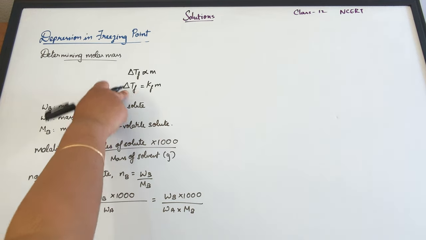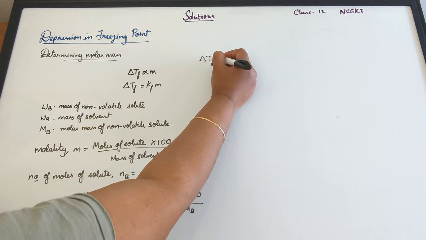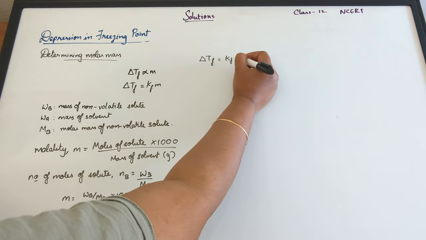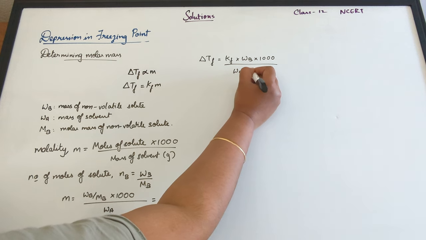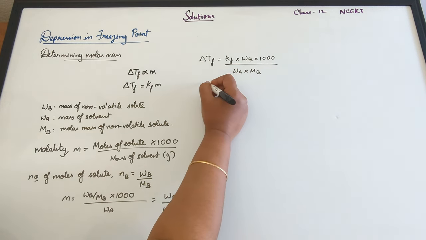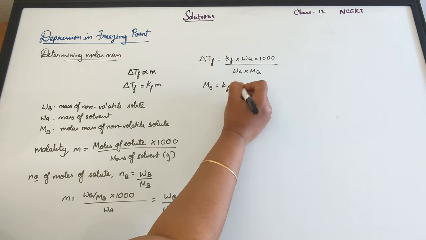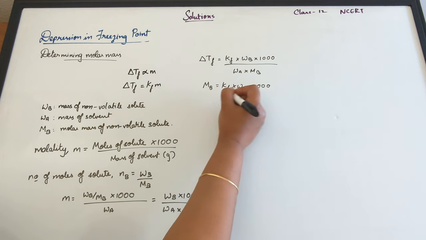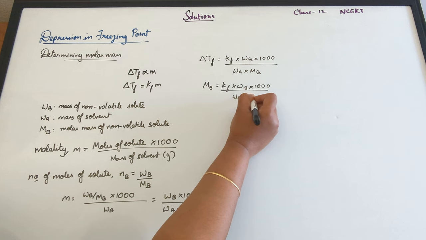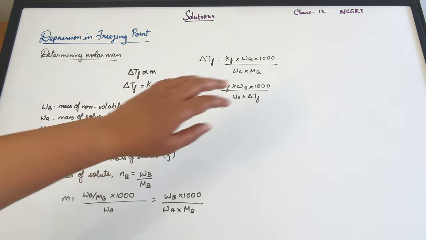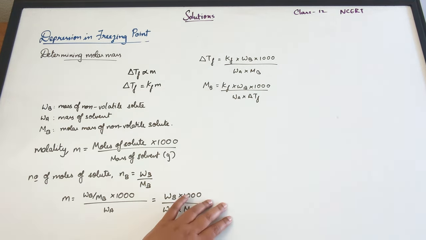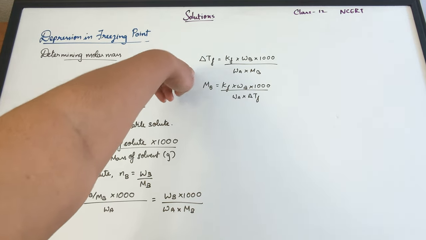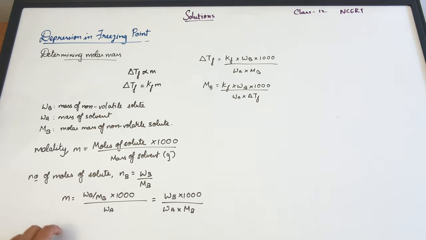Now we know delta Tf is equal to Kf into m. So delta Tf is equal to Kf into Wb into 1000 whole divided by Wa into Mb. Now we will switch these two, so you get Mb equals Kf into Wb into 1000 divided by Wa into delta Tf. So using the depression of freezing point, you're able to calculate the value of the molar mass of the solute. It's the same derivation till this point. The only difference is that we're using delta Tf and Kf, where delta Tf represents the depression of freezing point, and Kf is the cryoscopic constant.